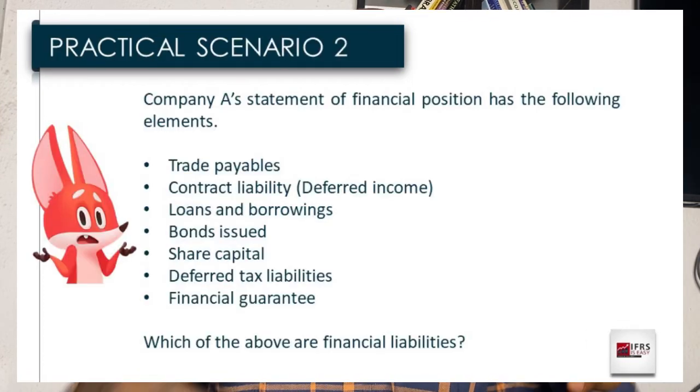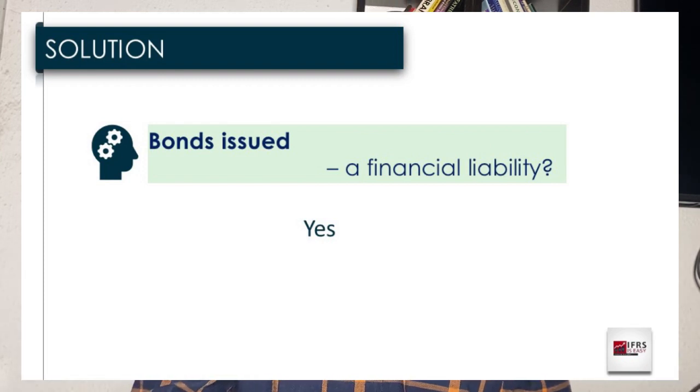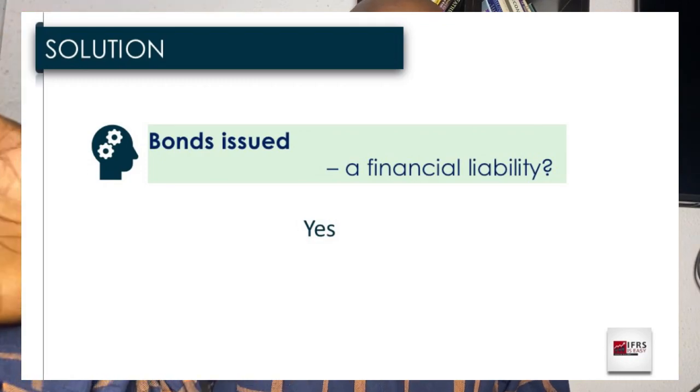Bonds issued. Now, when the government issues bonds, we have government bonds, we have corporate bonds. Bonds are almost like loans as well. That is, you receive cash in advance and you expect to pay back that cash. Only that the maturity date of bonds could be longer than that of normal loans and borrowings. And so you expect to deliver cash to whoever has given you cash as a result of you issuing bonds.